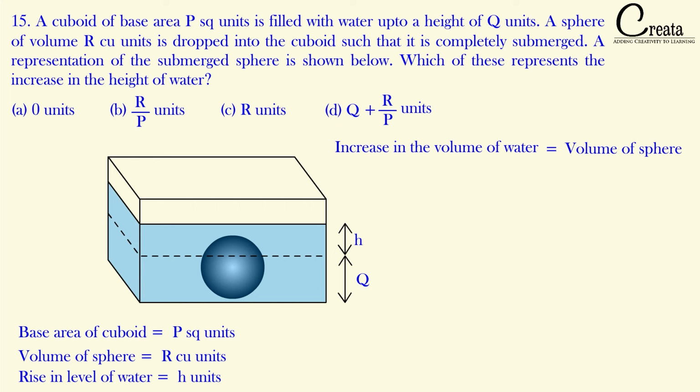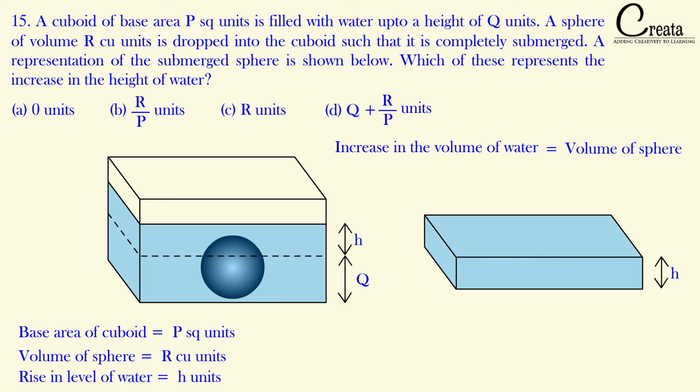So we can say the volume of this portion of the cuboid, or this portion of the water, will be equal to the volume of the sphere. So we will calculate the volume of the increase in the water. Here the increase in the level of the water will be in the form of a cuboid. The base area is given as P square units, that is the area of the base of the cuboid, it is P, and height is H.